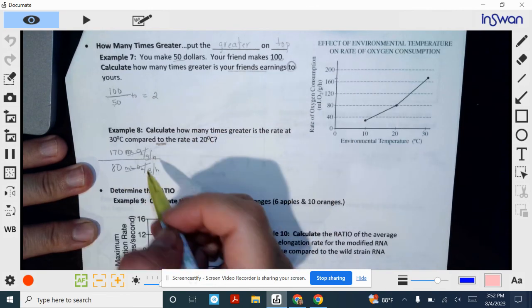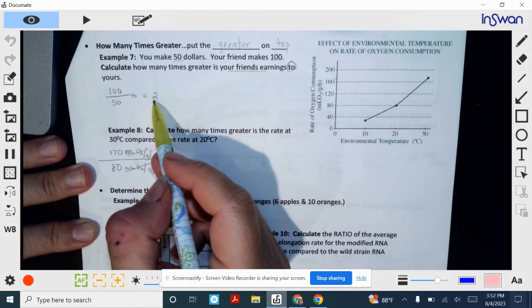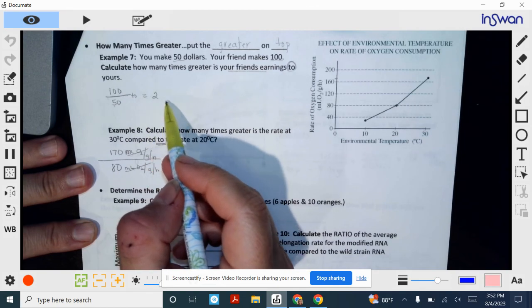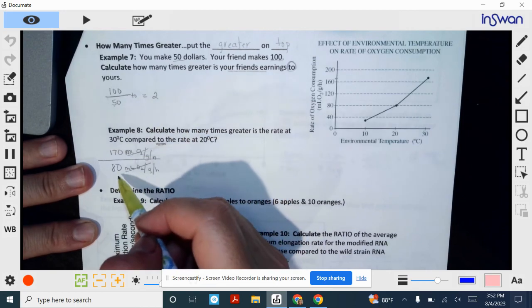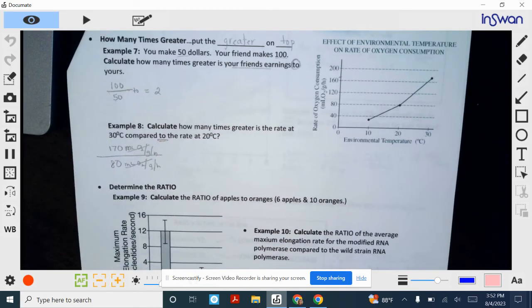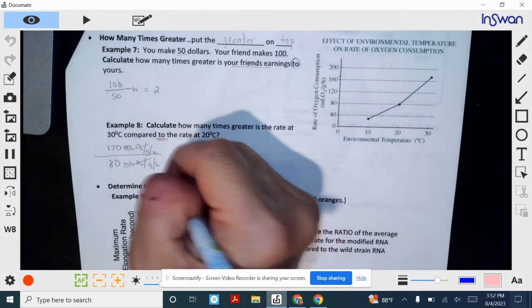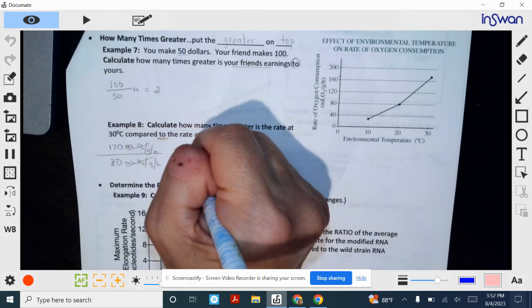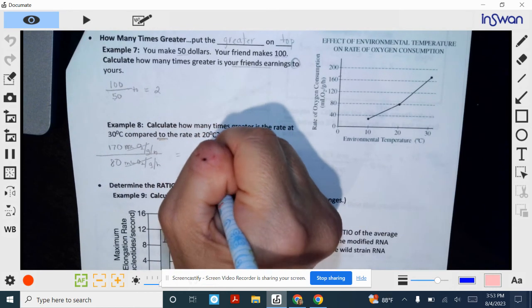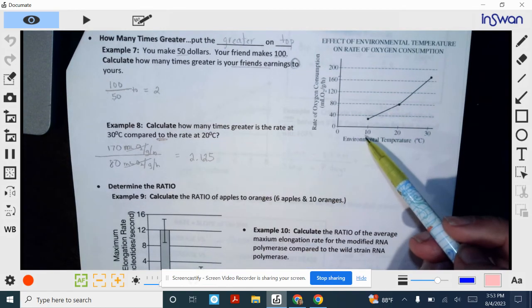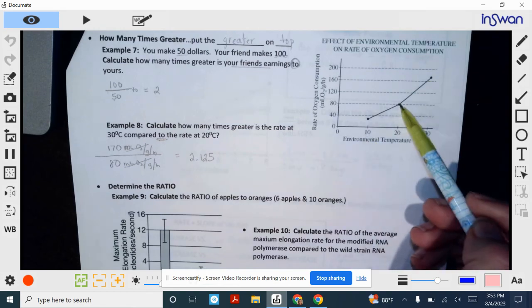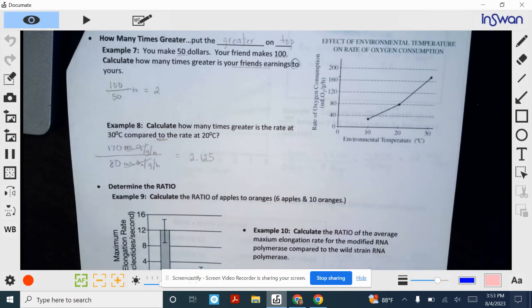And that's it. There's no unit. This cancels. So that's why your answer is just like twice. There's no 2 and then dollars. It's not $2. Okay? So when we do this, we see that 170 divided by 80. Let me do that real quick. And that looks about right. 2.125. Okay, so it's going twice as fast at 30 than it is at 20. Okay, and that looks right, makes sense.